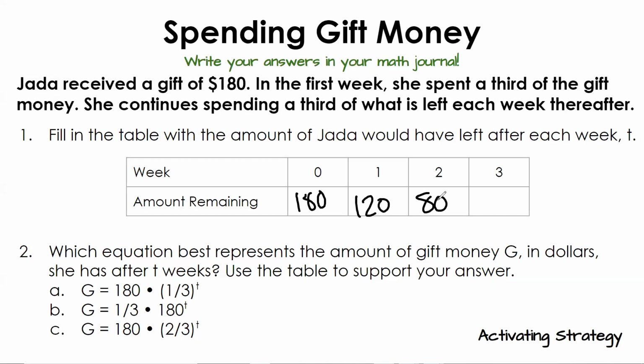It's okay to use a calculator. 80 divided by 3. 26.666, but close. All right, so that's going to give me like 53.3 repeating, right? Okay, which equation best represents the amount of gift money in dollars she has after T weeks?